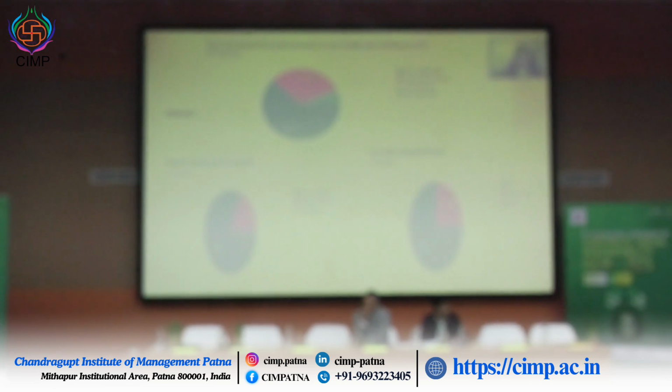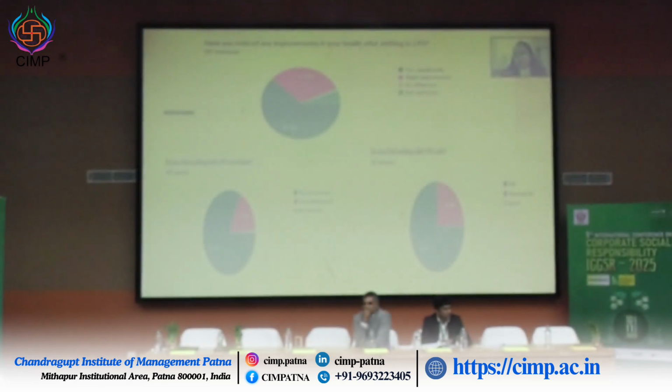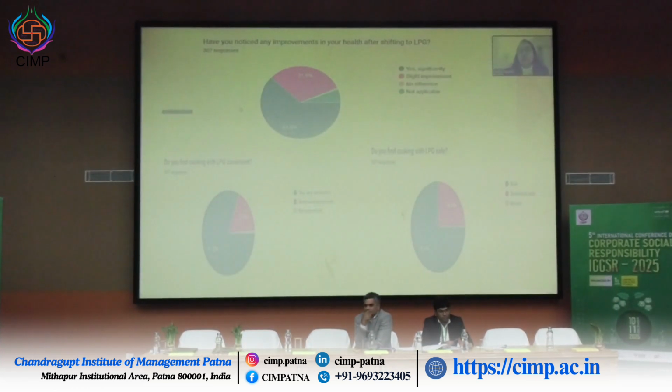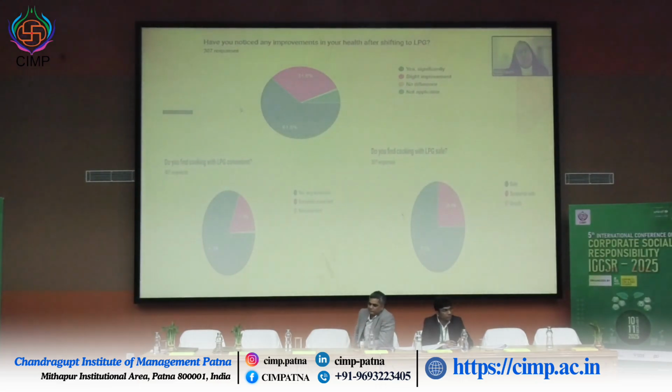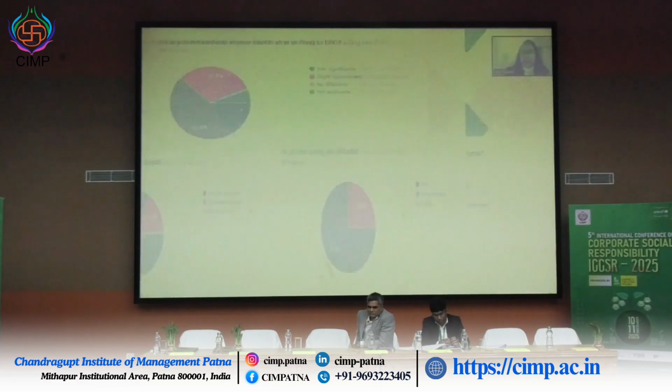The next question shows the improvement in their health. 61.9% of women have significant improvement in their health, and they also find it safe and convenient to use. So with the help of this, I have achieved the objective of the health improvement of the rural women of Kutch in Gujarat.